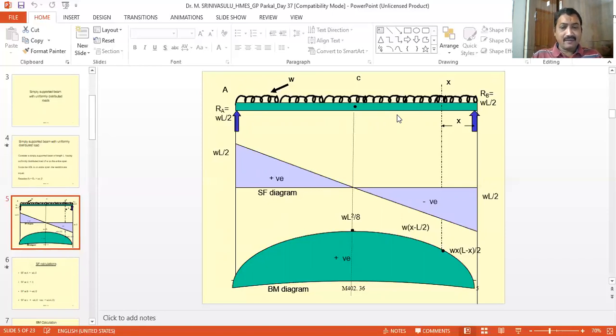First of all, we have to project the vertical lines from the salient points. Here we have three points: one is the left end, point A, second is the right end, point B, and third is the midpoint of the beam, point C, at equal distance from both ends. These are the three vertical lines. Now this is the zero line for the SF diagram, and this is the zero line for the bending moment diagram.